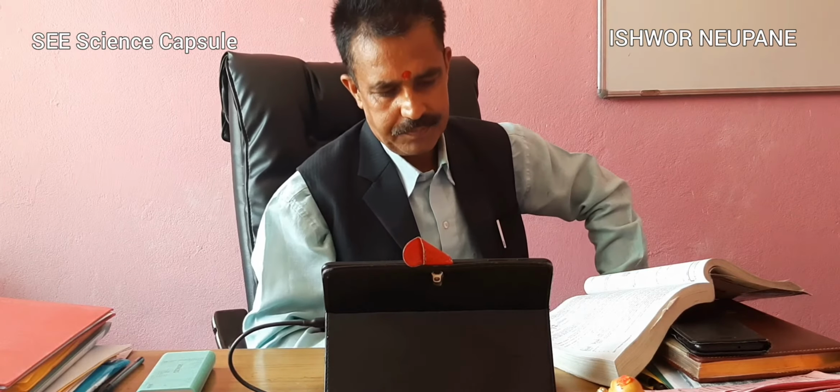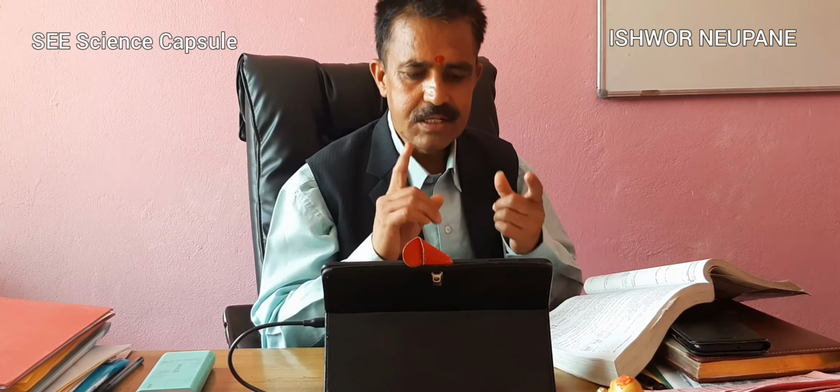Write any two physical properties of copper. It is good conductor of heat and electricity, and it is malleable and ductile. They are confused now, see.